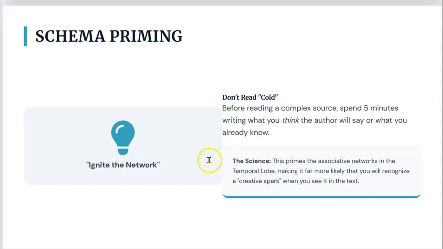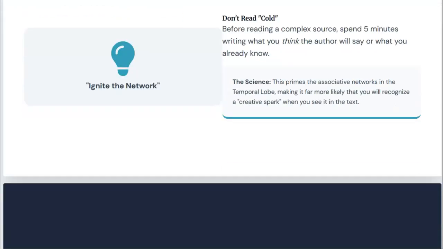And then the science says just what I said, but in different words. This primes the associative networks in the temporal lobe, making it far more likely that you'll recognize a creative spark when you see it in the text. Well, right.